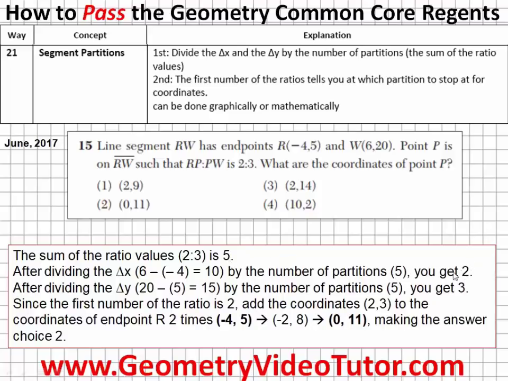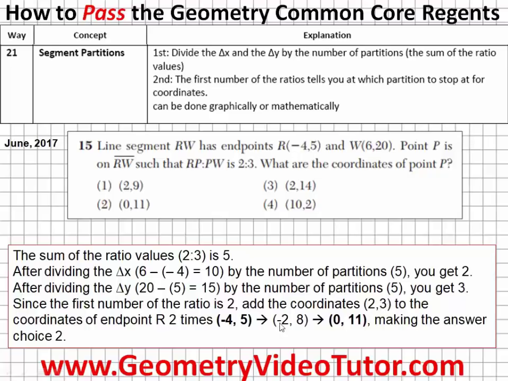You get 2. You're going to do the same thing for y. So I did 20 minus 5, which is 15. And we're going to divide that by the number of partitions, which was 5, and you get 3. So now this becomes 2, 3, which is a set of coordinates. And the first number of the ratio tells you at which partition to stop at for coordinates. So if the first set of coordinates in your data here is point R at -4, 5, we're going to add 2 to the x and add 3 to the y.